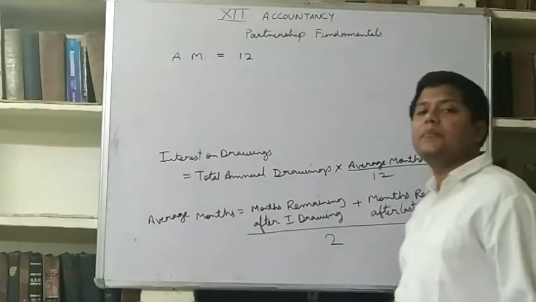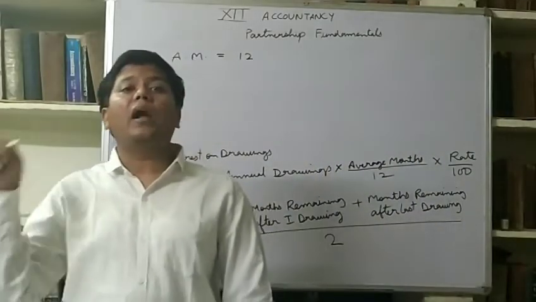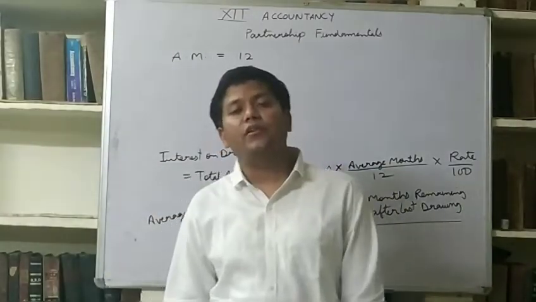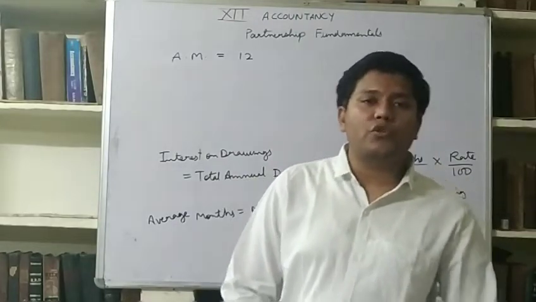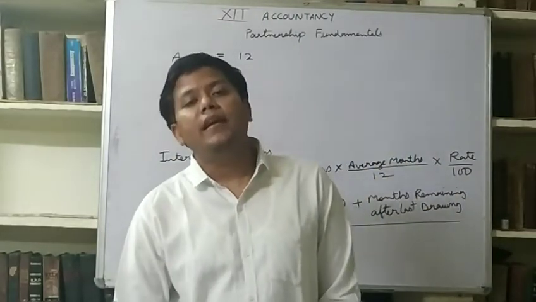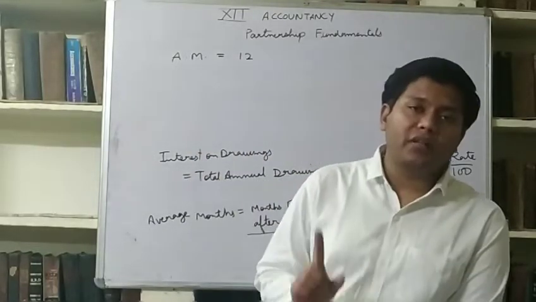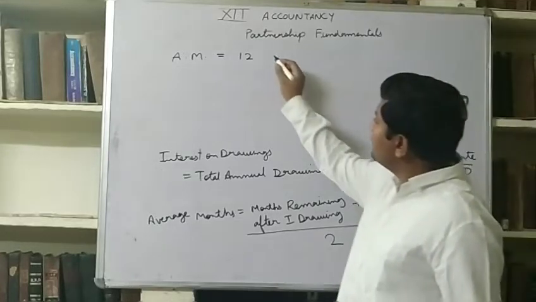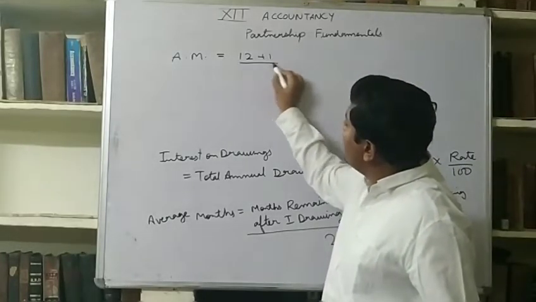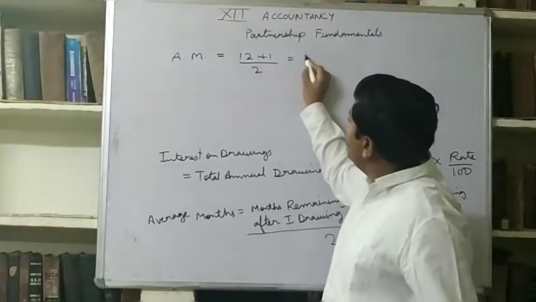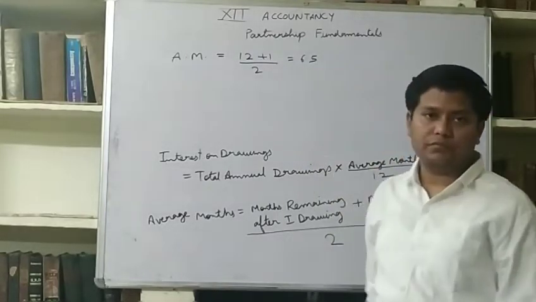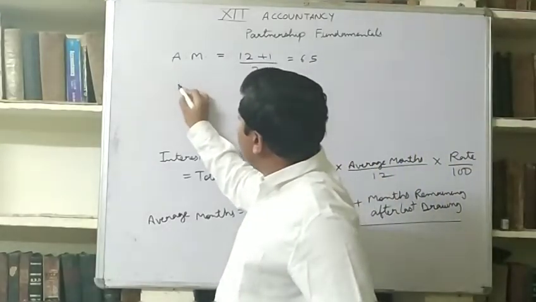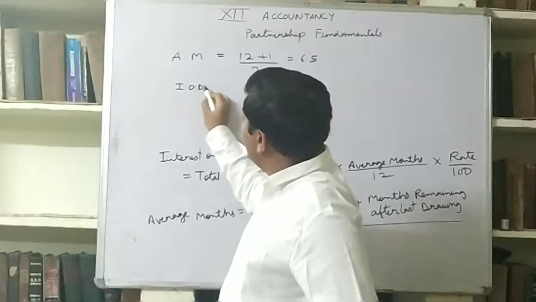When will he make the last drawing? On the first day of the last month of the year, for example, March. So he will make drawings on 1st March, and on this drawing he has to pay interest for 1 month, because the period remaining after last drawing is 1. So in our formula, the average months will be 6.5.